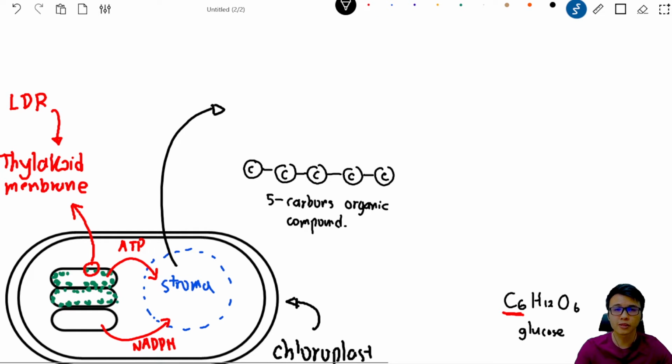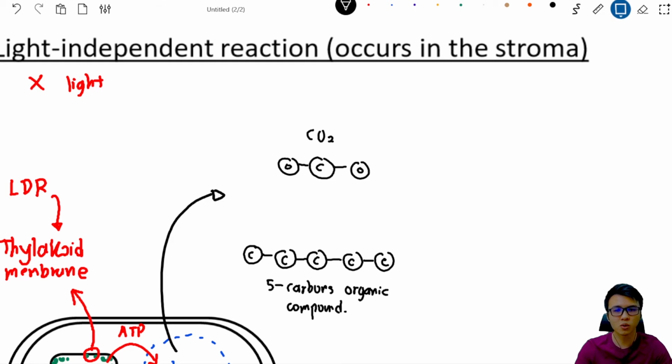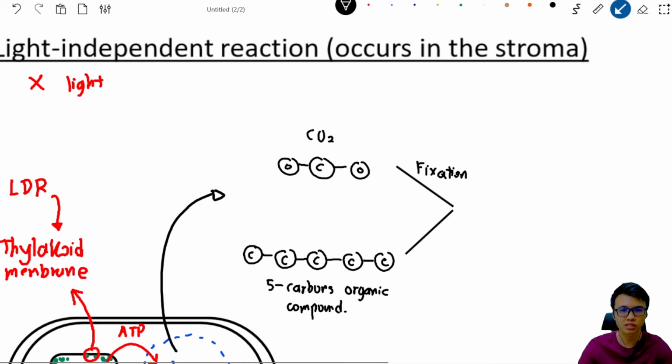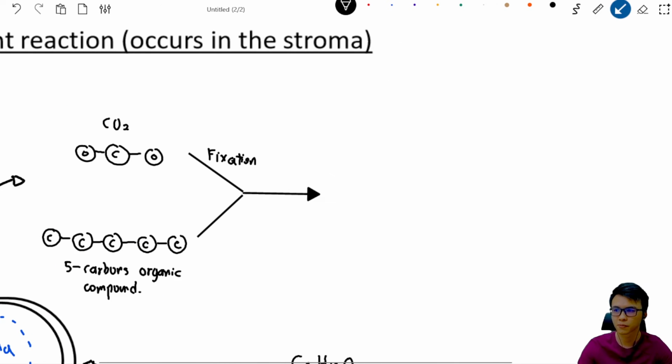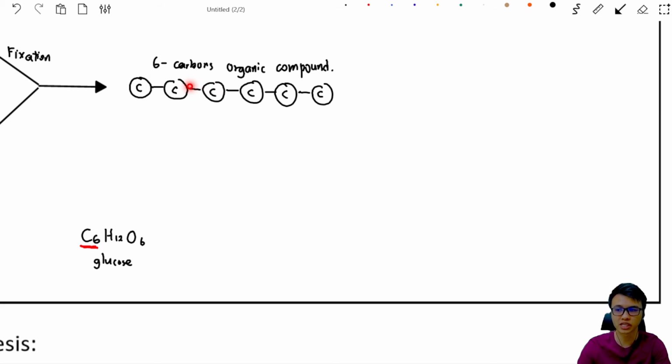So the stroma needs to take in another carbon from the carbon dioxide. The CO2 and the 5-carbon organic compound will go through a process called carbon fixation. It means that the carbon from the carbon dioxide will be fixed into the 5-carbon organic compound, and eventually it will form a 6-carbon compound. Now we have 6 carbons already, but we still need to decorate the 6-carbon organic compound a little bit so that it can become glucose.